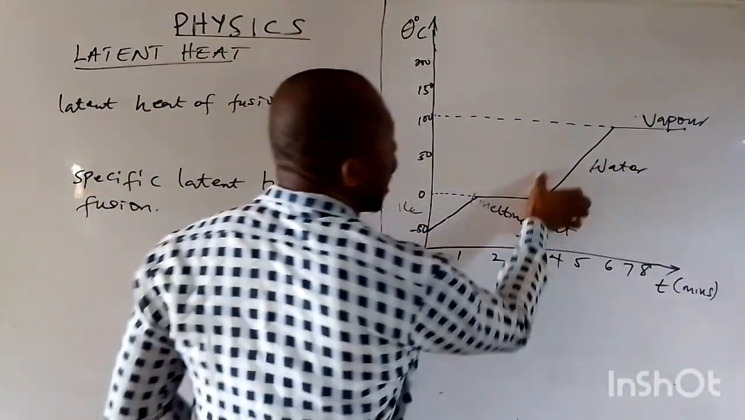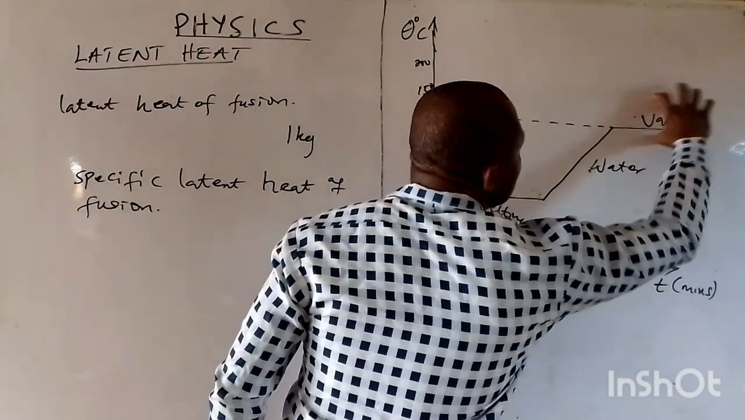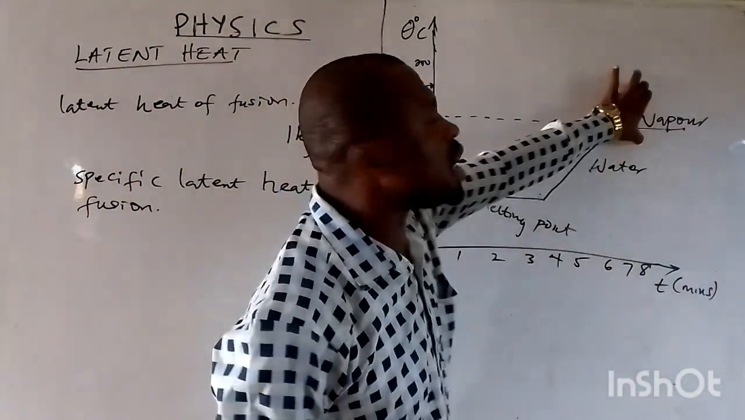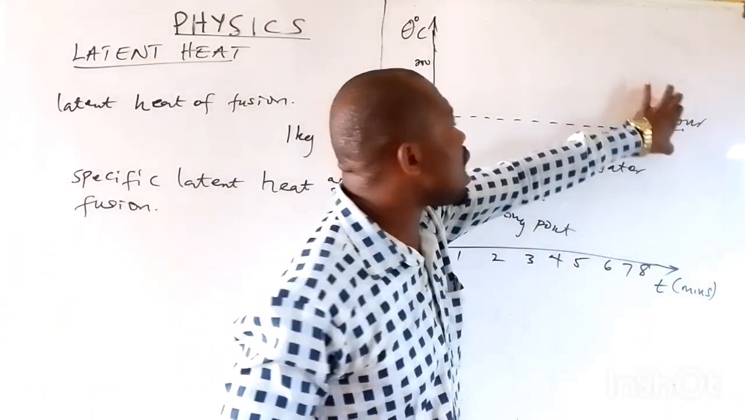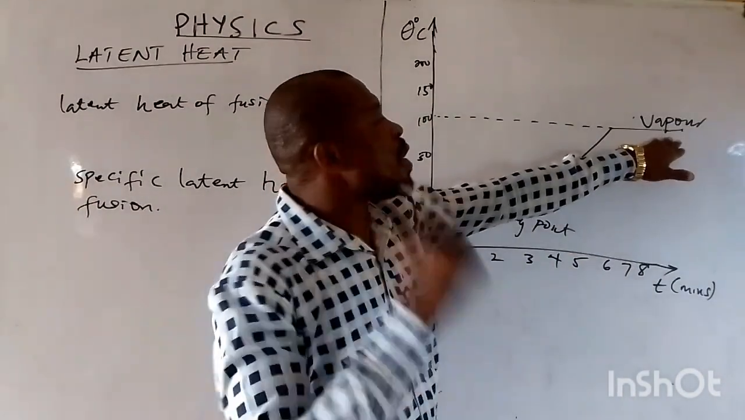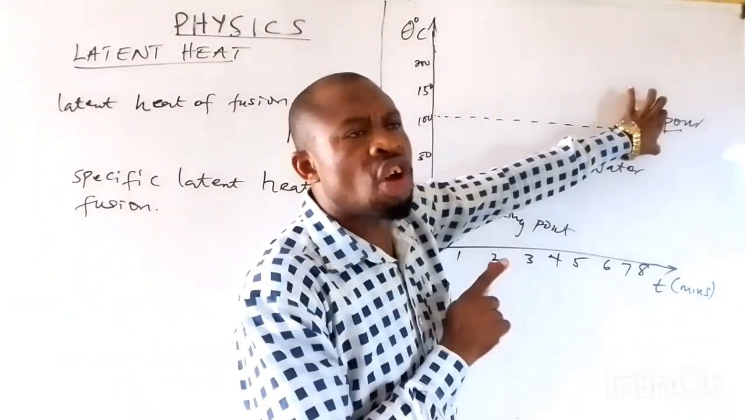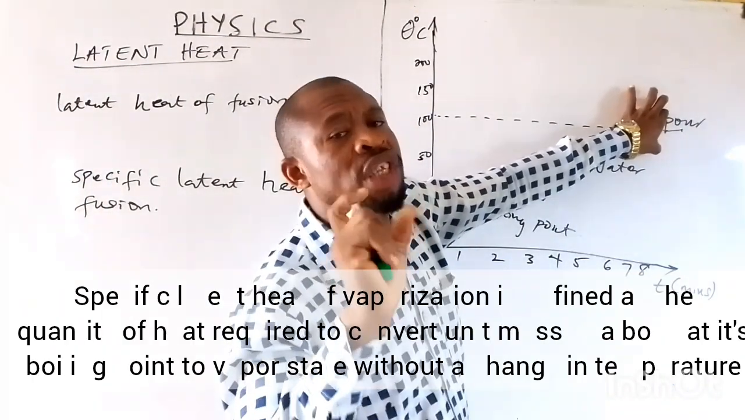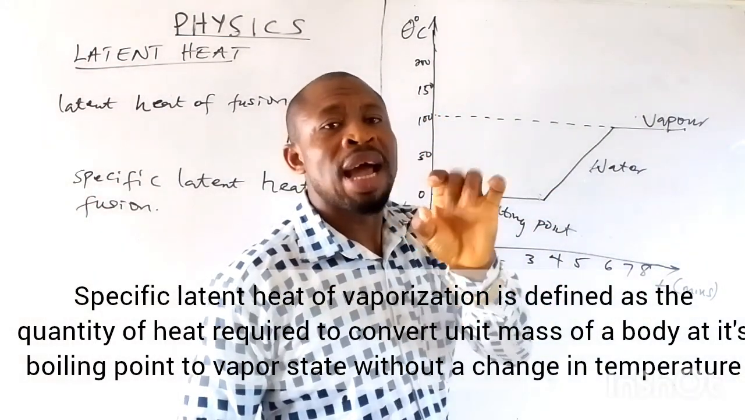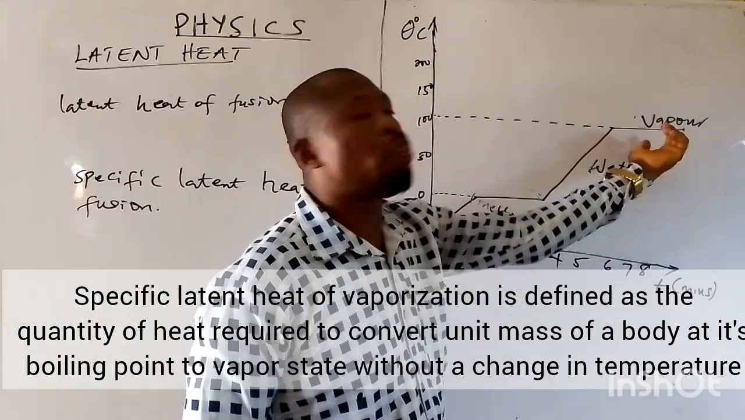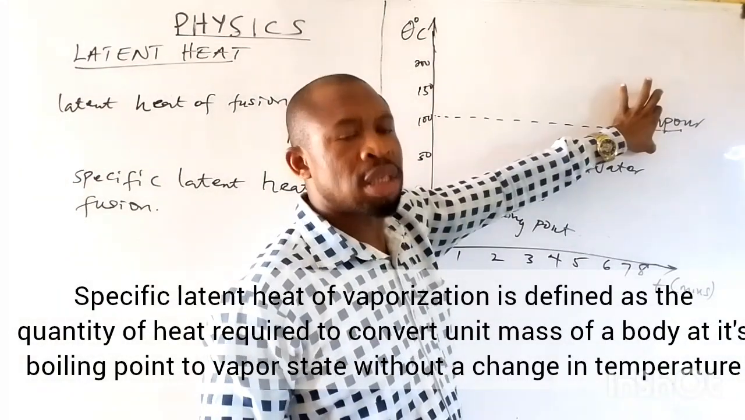Now remember, at this point it is liquid. Now here it is vapor. So at this point we now have what we call specific latent heat of vaporization. The specific latent heat of vaporization is the quantity of heat required to convert unit mass of a substance at its boiling point into vapor without change in temperature.